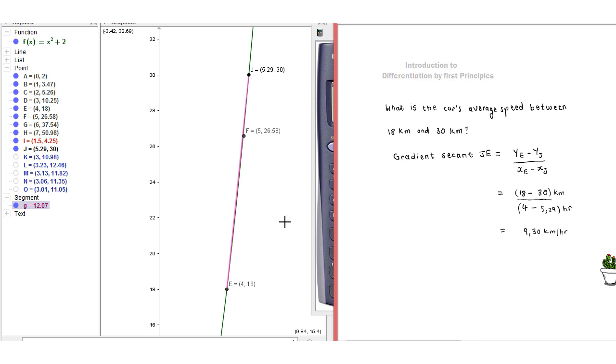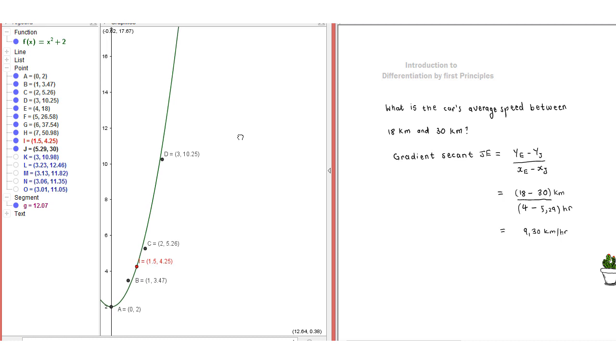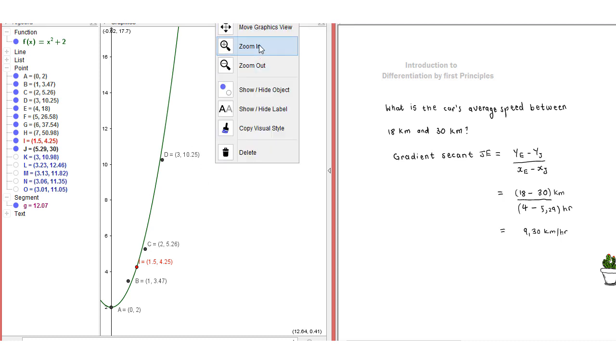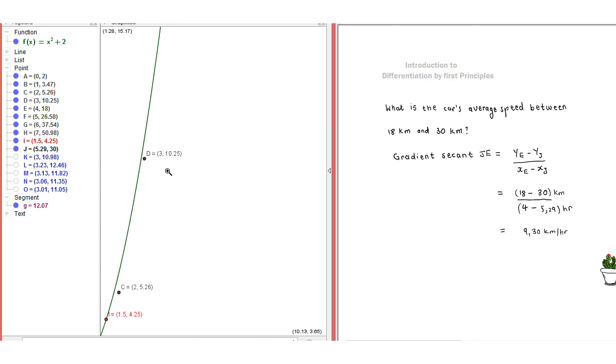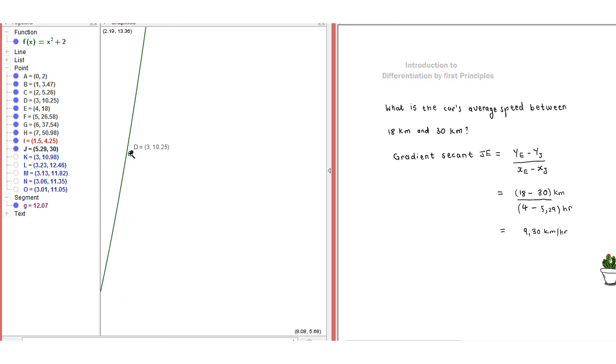However, sometimes you want to answer more sophisticated questions, like what if we wanted to know the car's speed at exactly 10.25 kilometers? So at a time of 3 hours, the car was 10.25 kilometers away from home. But if I just zoom into this a bit, you'll see that that point is not on our graph, so we're going to have to work with an estimated point.